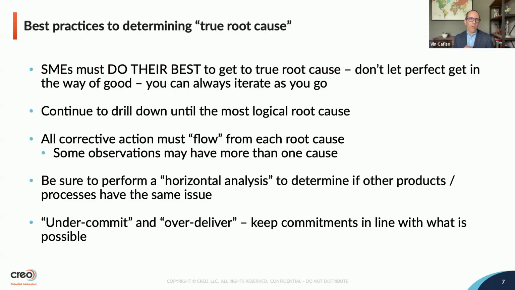As I mentioned, all of your corrective actions must flow from each root cause. So if some observations may have more than one cause, you have to make sure that for each cause, you have actions that flow from it and demonstrate that you are taking action on the root cause, as opposed to making a conclusion as to what needs to be done and then trying to back into what the root cause is. And so you'd want to really do that.